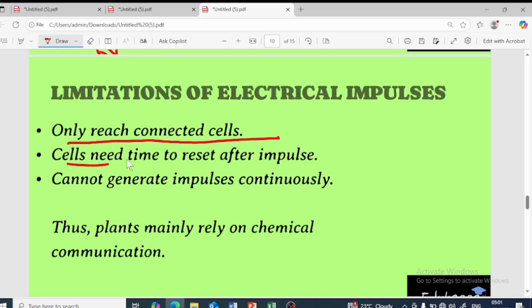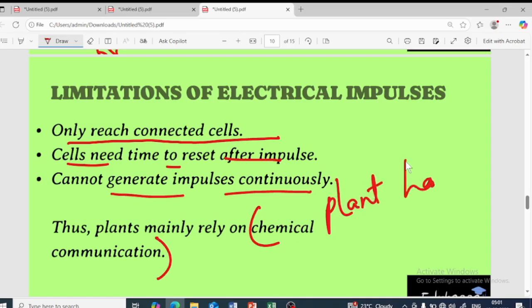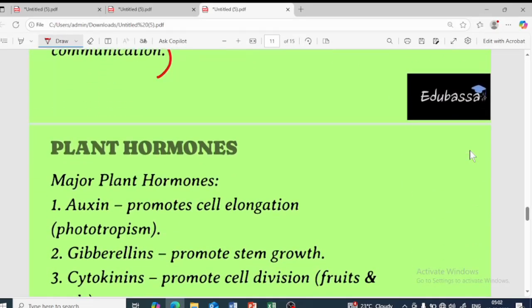So cells again need some time to reset after they take up the impulses, and they cannot generate the impulses continuously several times. For that reason, hormones are present. Chemical communication is important, that is nothing but with the help of the hormones. In plants it is plant hormones, in animals it is animal hormones. Okay, we will learn about plant hormones here.